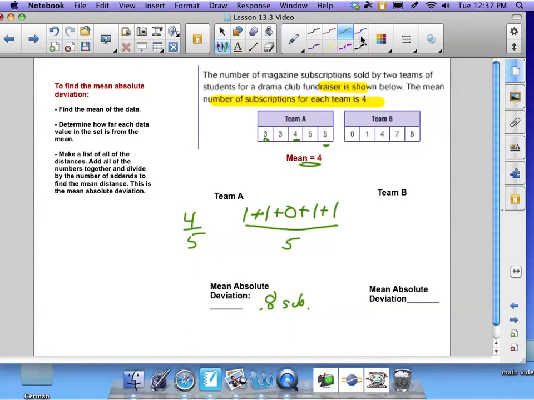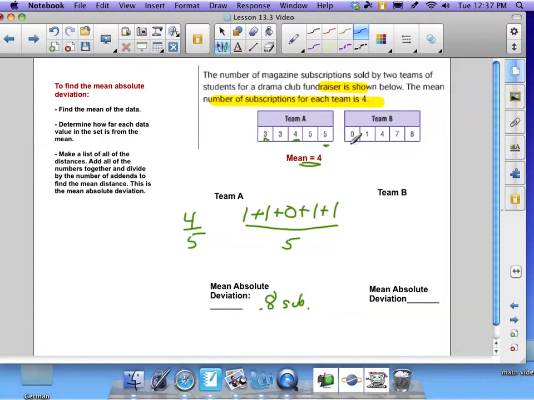Okay, now let's look at team B. And I'm looking at their data here. The mean is still 4. One person sold 4. One sold 7 subscriptions. One sold 8. One sold 1. We had one person sell 0. There's a lot of variability, so I'm expecting a bigger mean absolute deviation.